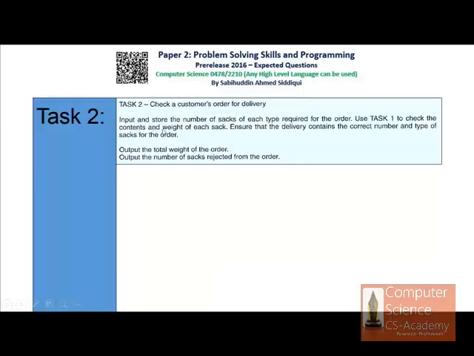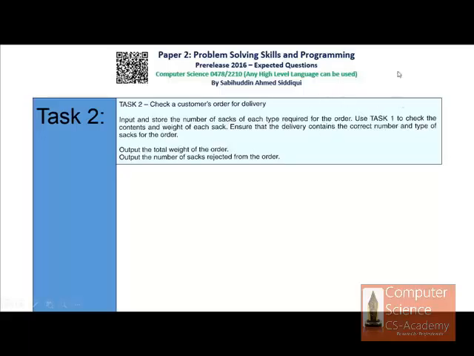That means whatever you have input, you have to check that input and store the number of sets of each type required for the order. That means how many bags, or what is the total number of sets to be bought. Let's suppose cement 27, gravel 23, and then let's suppose you have 53 sand sacks and something like that.